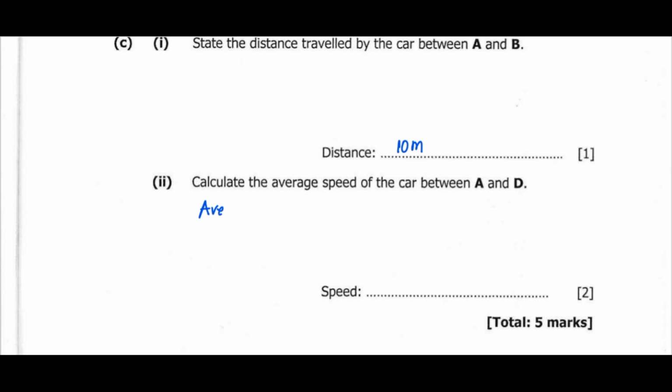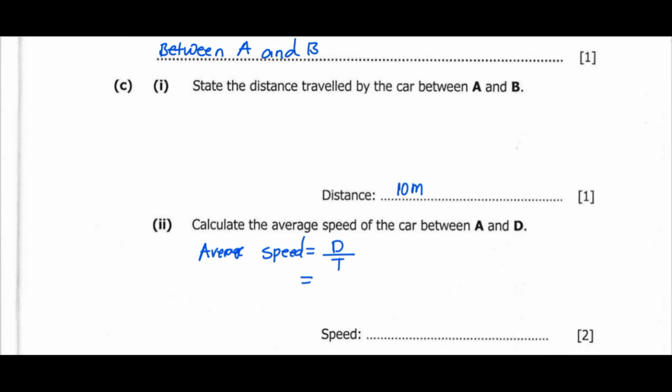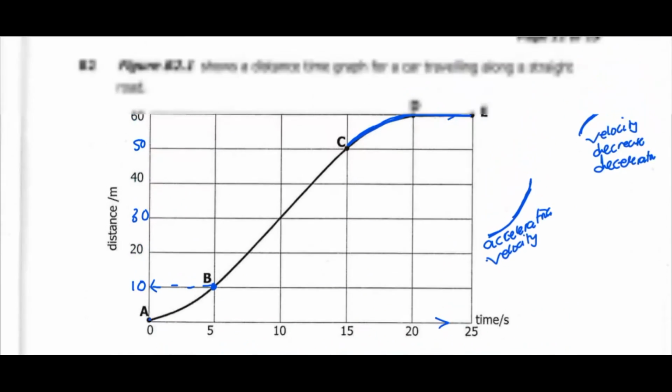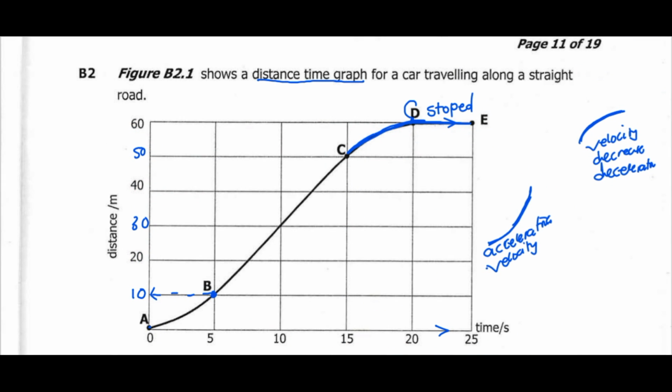So say average speed is equal to distance over time. So it's A and D. So we need to find the distance between A and D. So let's go at point D. So point D is here. So we'll do the same. We are going to move in this direction parallel to the x-axis. So we can see that it is giving us 60 meters.